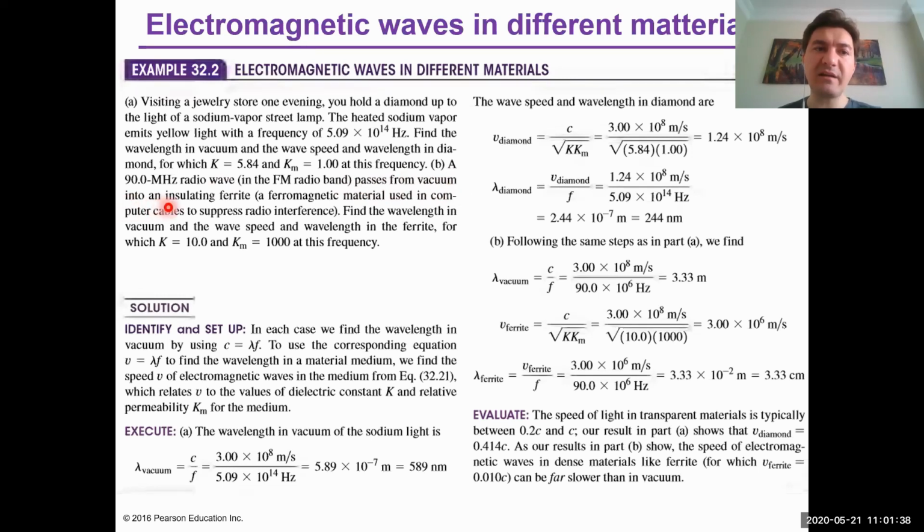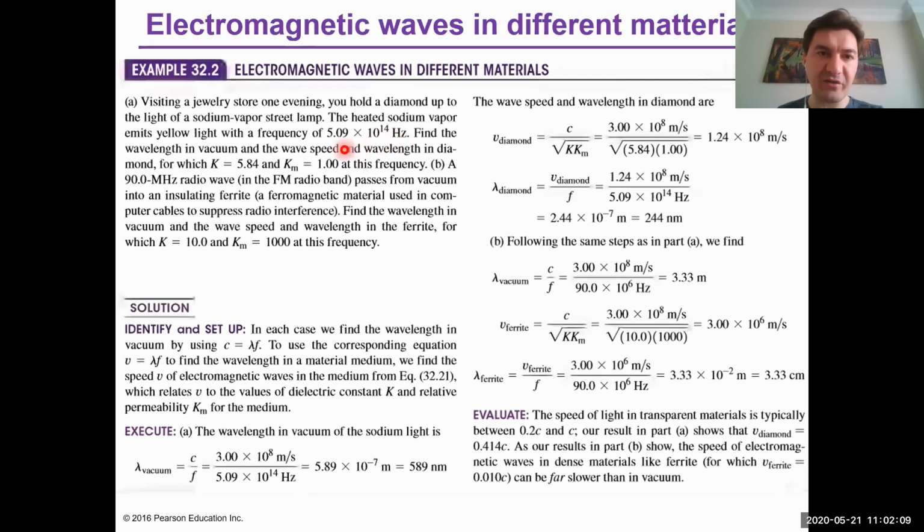And the second question: a 90 megahertz radio wave in the FM radio band passes from vacuum into an insulating ferrite. This is used to suppress radio interference, okay? Find the wavelength in vacuum. Frequency is given. Find the wavelength in vacuum and the wave speed and wavelength in ferrite material. K for the ferrite is given. Km is also given. So now let's have a look.